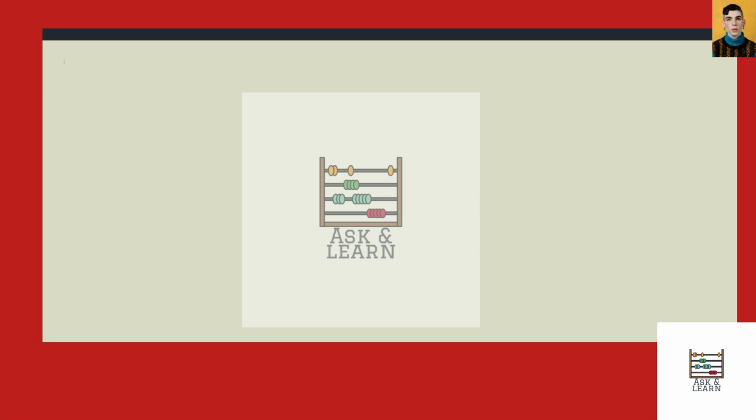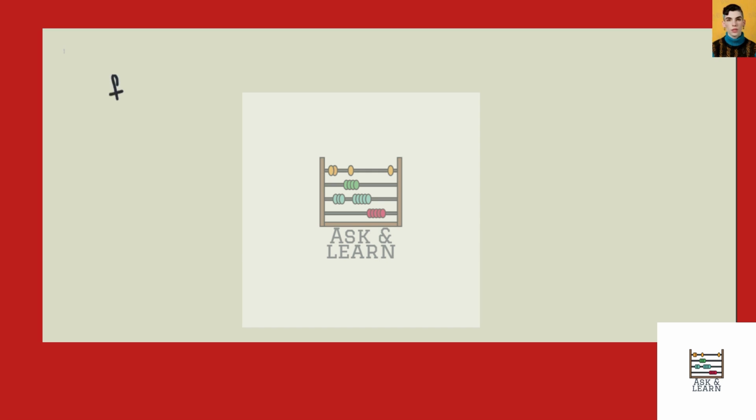Okay, so here we're given that f of x is big O of g of x, and that g of x is big O of h of x. Okay, so we want to show then that f of x is also big O of h of x.